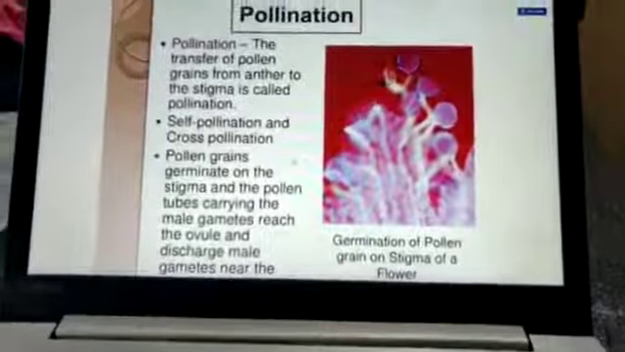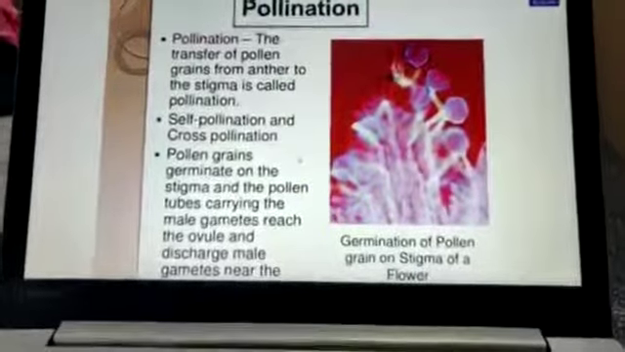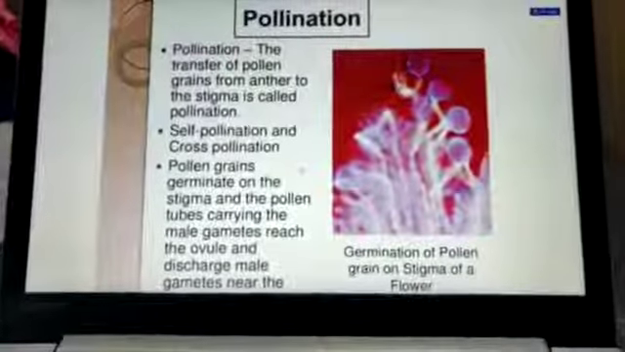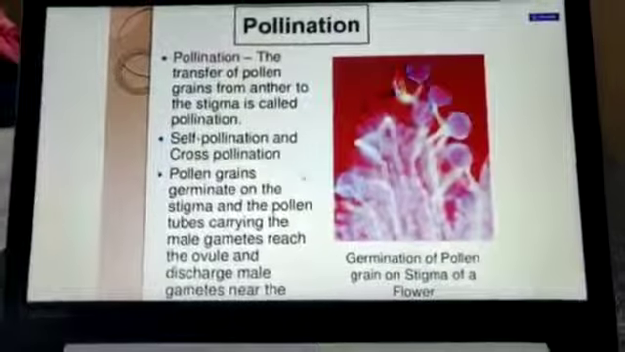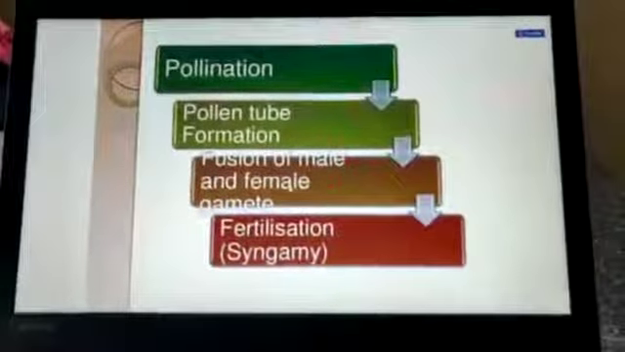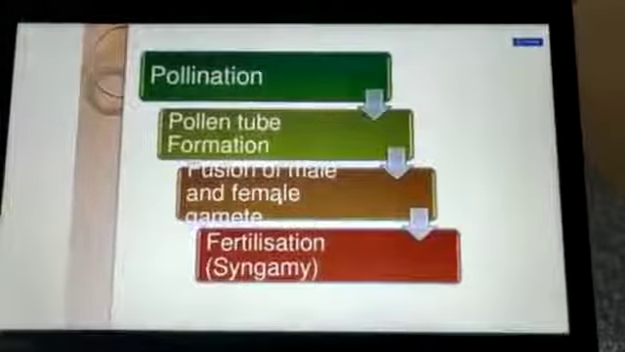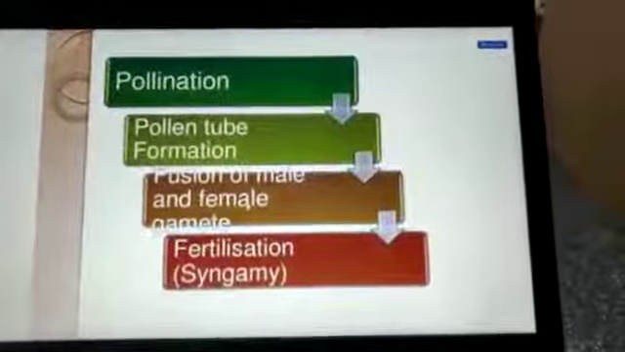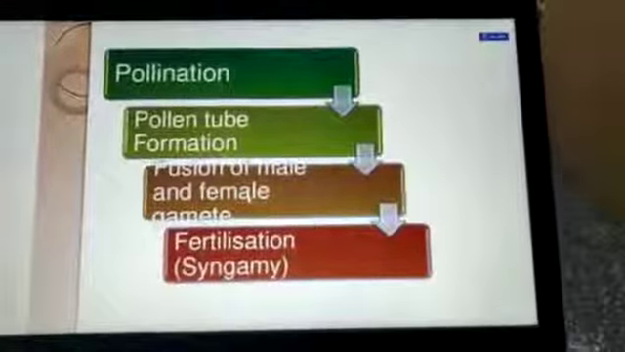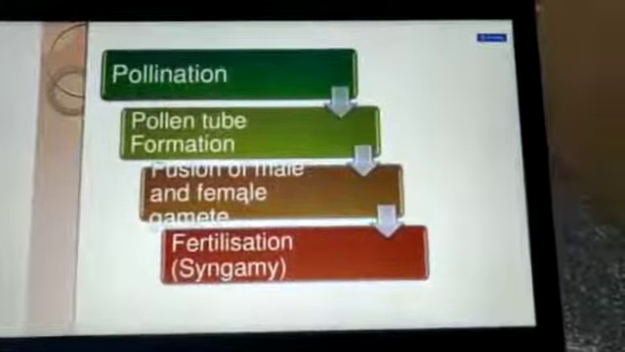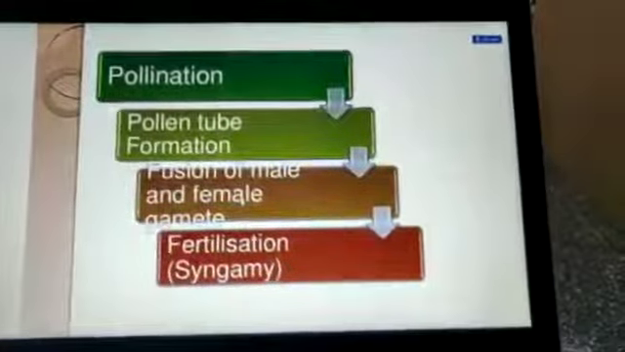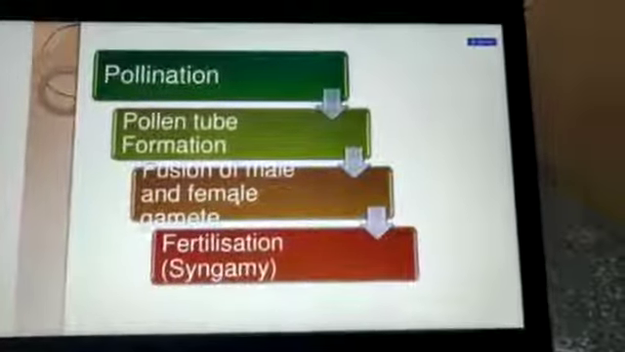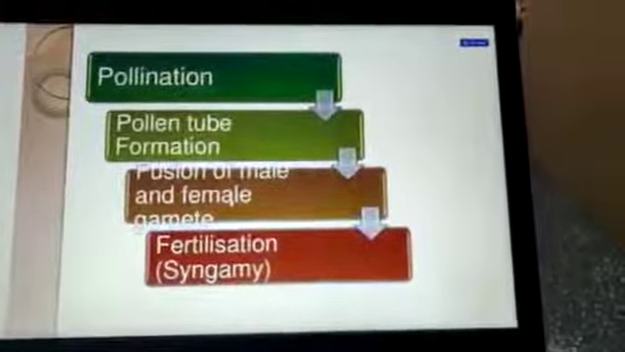Pollen grains germinate on the stigma and the pollen tubes carrying the male gametes reach the ovule and discharge the male gametes near the egg. Now see, we already studied the fertilization process in flowering plants, as shown in the diagram. After pollination, the pollen tube is formed, carrying the male gamete. It enters the female embryo sac and fuses with the female gametophyte. That process is termed syngamy.